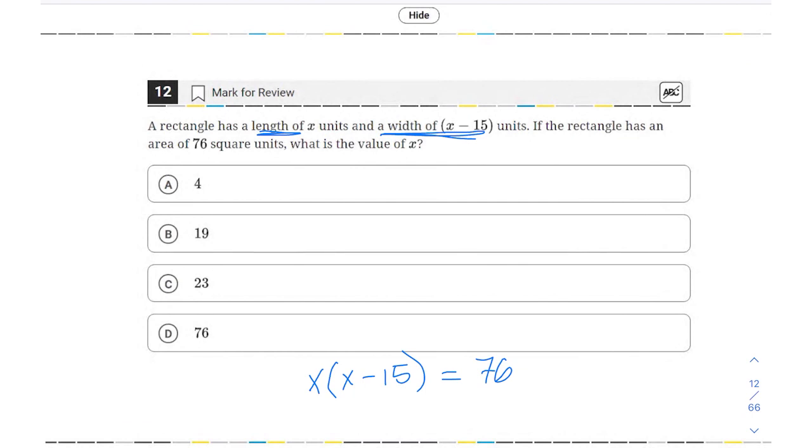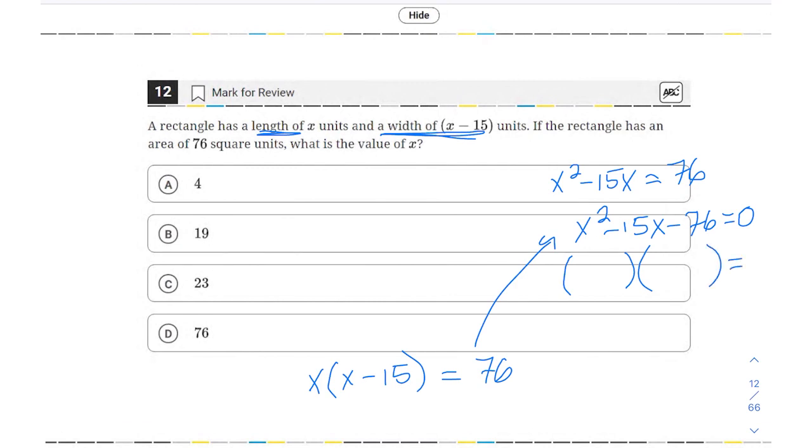What you could do is solve this out and convert this into a quadratic. So I'm going to put that over here. And that would be x squared minus 15x equals 76. If you bring over the 76, you get x squared minus 15x minus 76 equals 0. And you could go to factor this out and try to figure out what factors of 76 would somehow add or subtract to get to 15. And that would be x minus 19 and x plus 4.